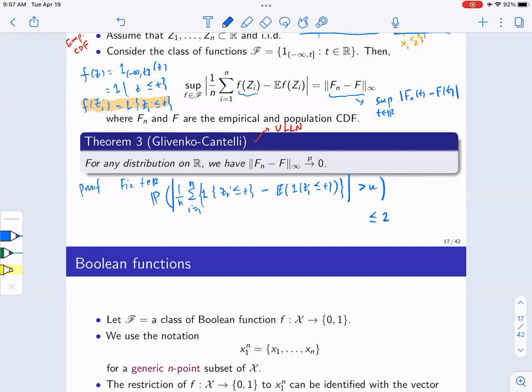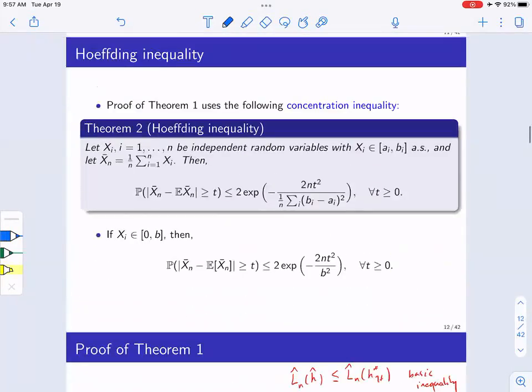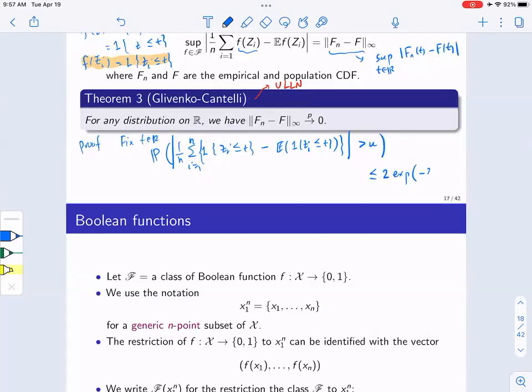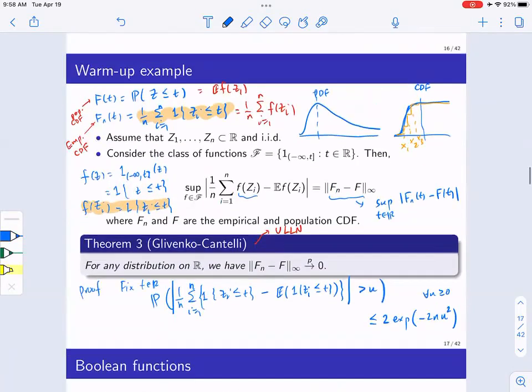Yeah, it's an example of a Hoeffding inequality because, for a fixed t, this is a binary random variable. It's basically a binomial minus its mean. The range is zero to one, so you get negative two, if you recall. Let's go back up. We're going to apply this with B equal to one, so minus 2nu squared. So this holds for any fixed t and for all u bigger than or equal to zero. Okay, that's the first step.